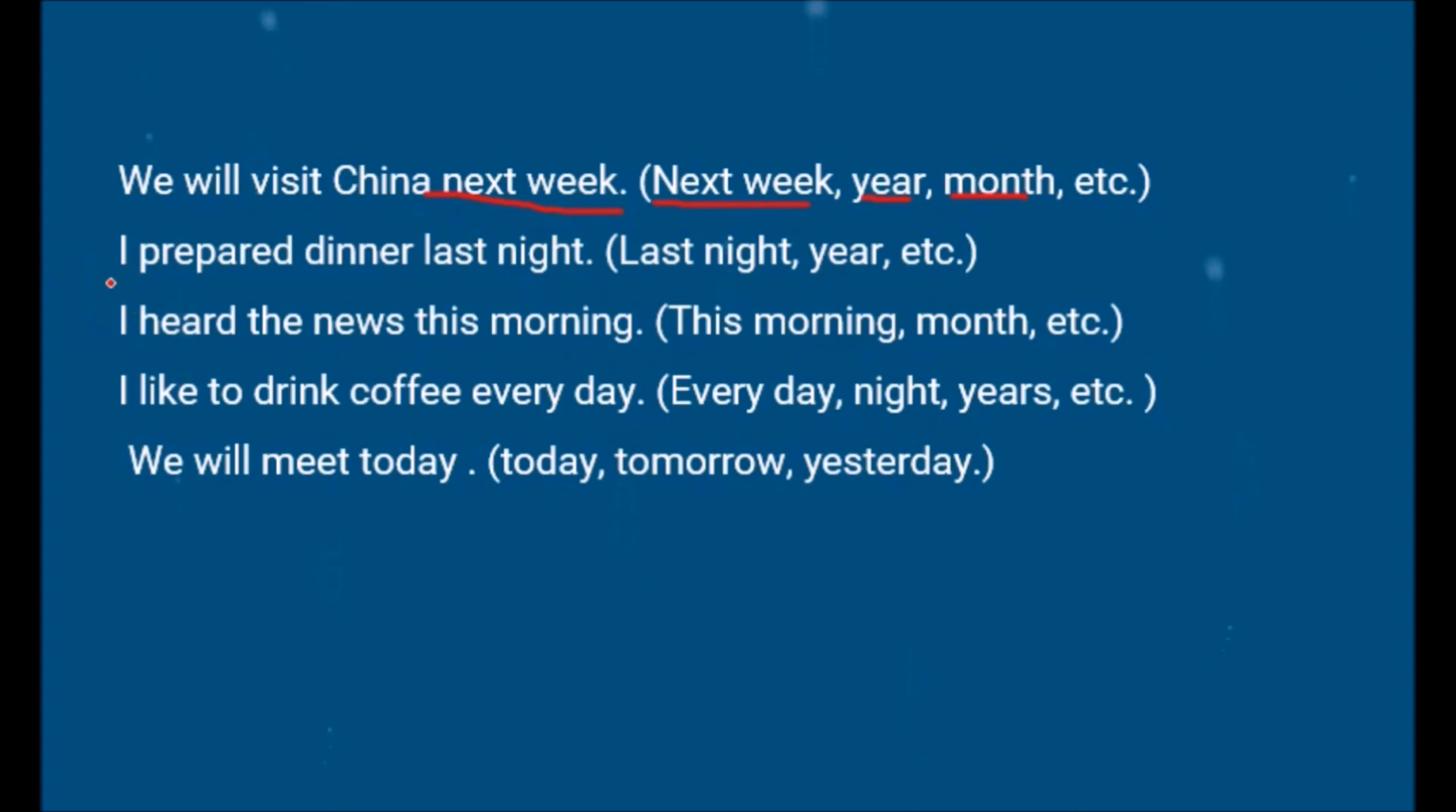Next example, I prepared dinner last night. So with last night or last year, we cannot use any preposition. We cannot say at last night. The sentence will be grammatically wrong. So do not use any preposition with last night, last year or last month. Next example, I heard the news this morning. There is no preposition with this morning or this month because this is an adjective and we don't need to use a preposition before the adjective this.